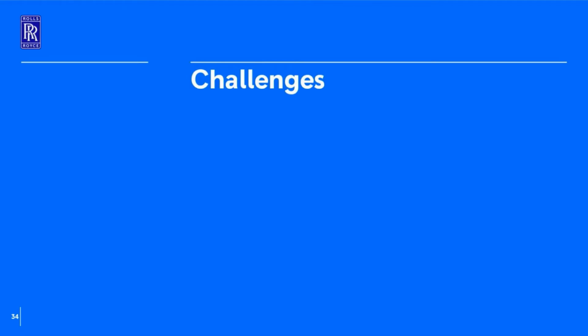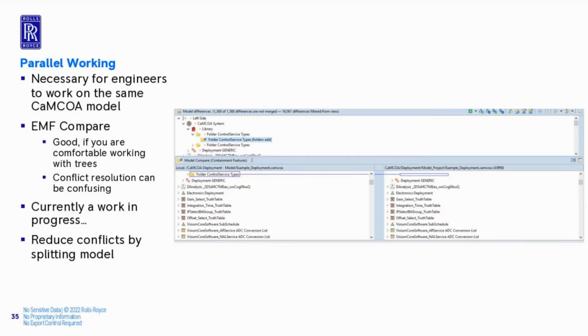So I briefly want to talk about some of the more general challenges that we've encountered whilst developing CaMCOA Studio. One of the things, obviously, is there are many engineers working on CaMCOA models. Parallel working with file-based models has been difficult. We use Git as our version control tooling with the Azure DevOps interface. EMF Compare has been our preferred framework for model comparison and merging.